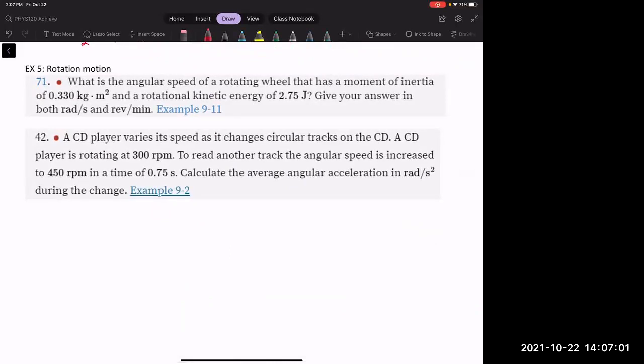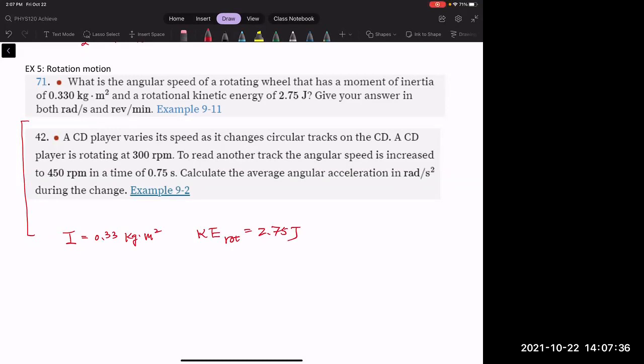The first one, about rotation, gives you the angular speed of the rotating wheel. They give you the moment of inertia, which is equal to 0.33 kg meter squared. They tell you the kinetic energy of the rotation is equal to 2.7 joules. Then how do you solve this problem?